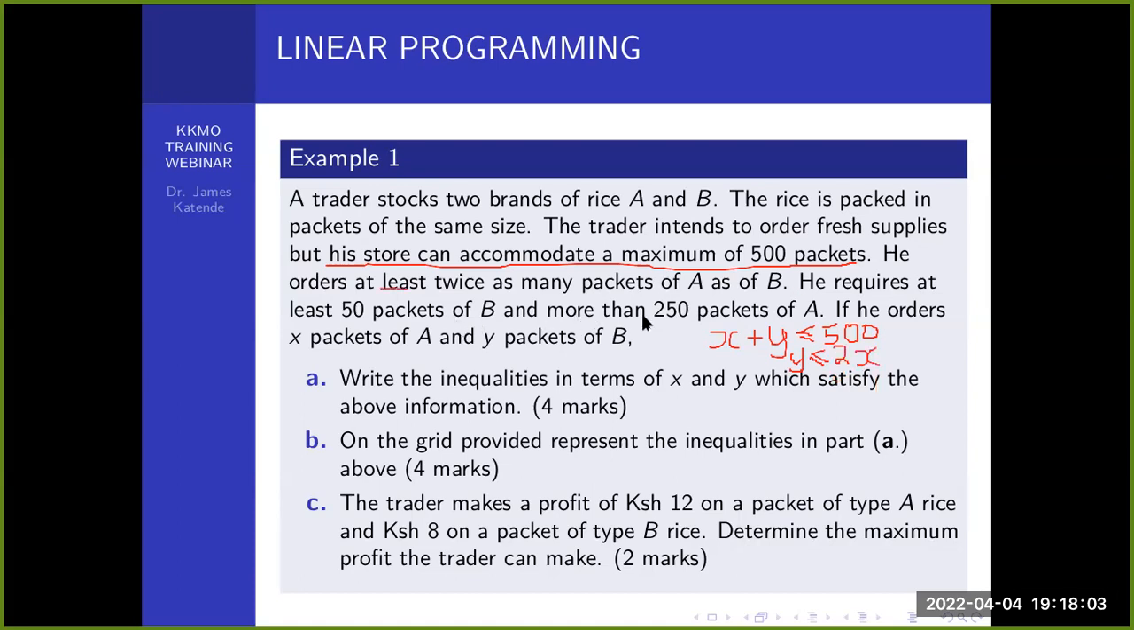Then it says he requires at least 50 packets of B. So 50 packets of B means Y should be at least 50. So Y should be greater than or equal to 50. And then we need more than 250 packets. So this should be a strict inequality. The keyword here is more than 250 packets of A. So A is represented by X. So we want X to be at least 250. So that gives us the whole set of inequalities that we need to work with. I think I will now go to the next slide where they are written, unless there are any questions on this.